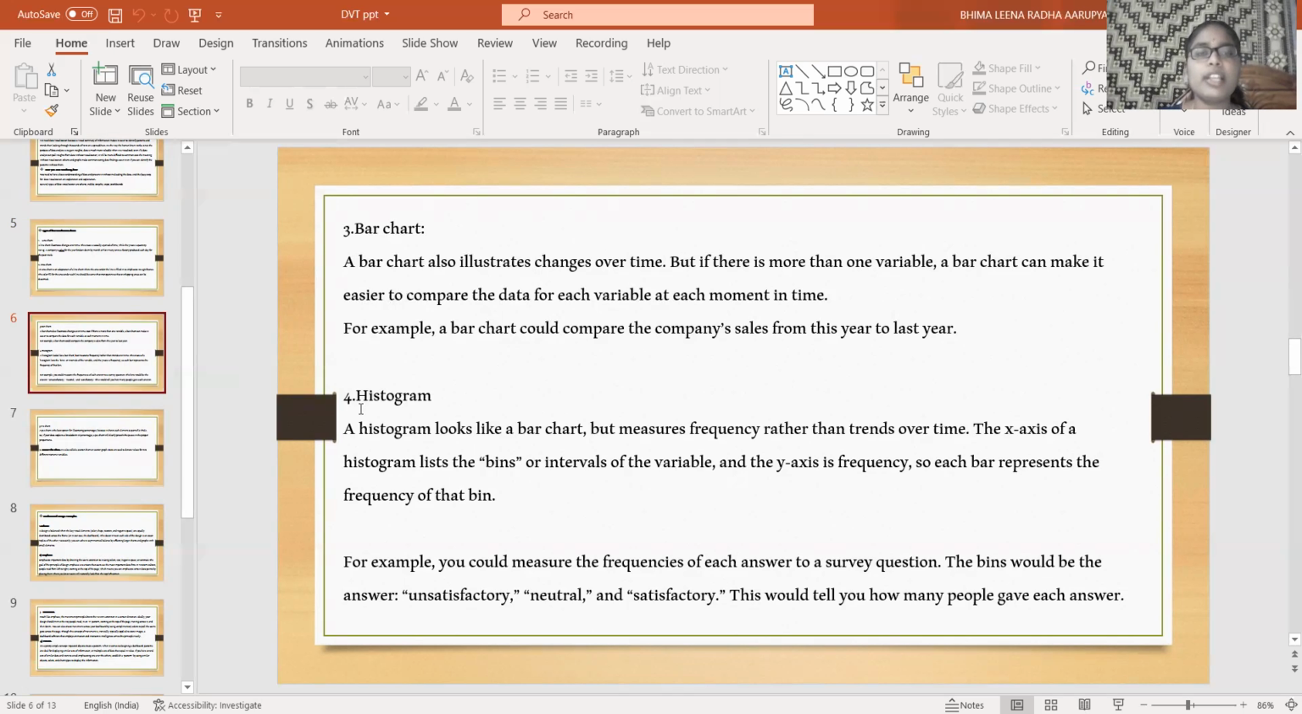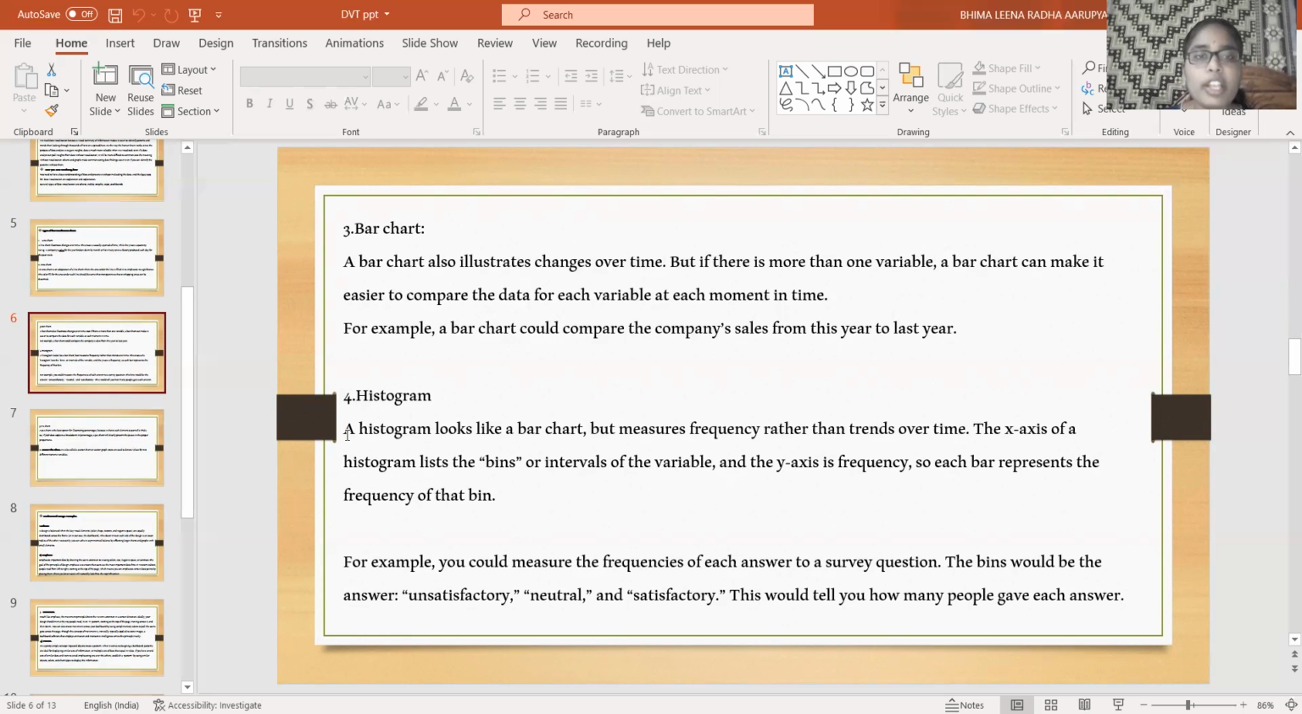The next one is the histogram. A histogram looks like a bar chart. A histogram is similar to the bar chart, but what is the difference between the histogram and the bar chart? A histogram measures the frequency rather than change over time. Here, in the bar chart, we measure over the time period, and in the histogram, we measure the frequency rather than the time.